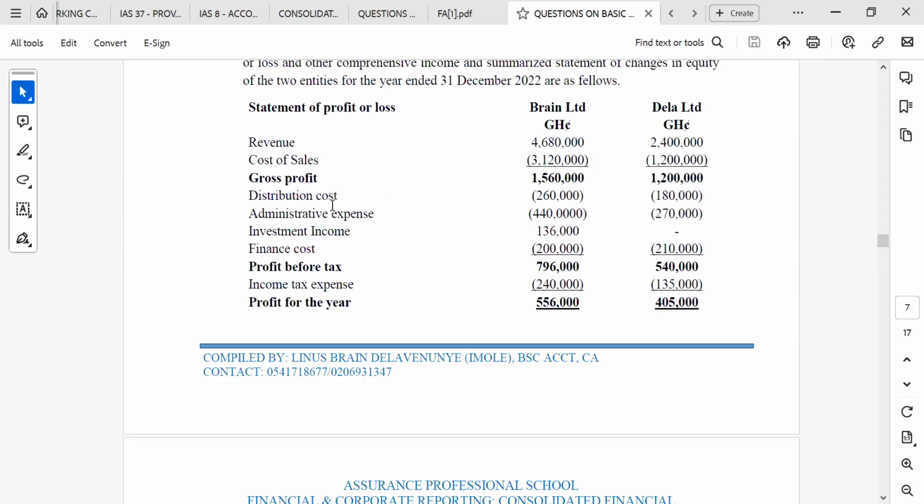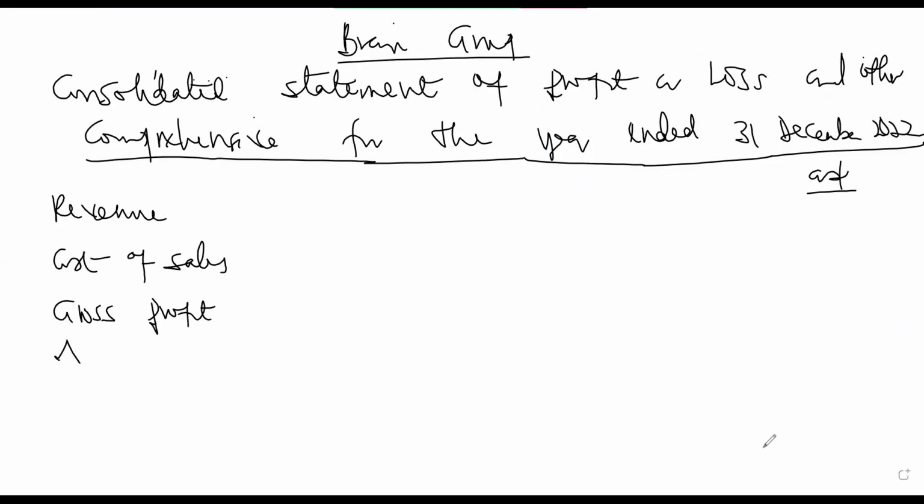So after gross profit we have distribution, administrative, investment income, finance cost. You also look at the question and see whether there is an associate. So we have the admin expense, the distribution cost, and the investment income.